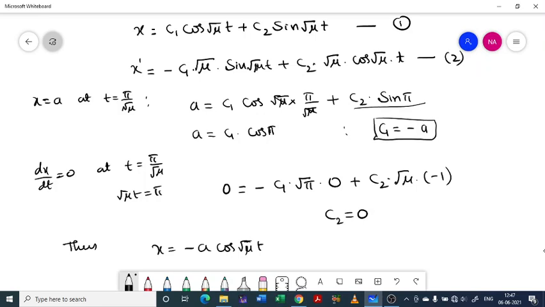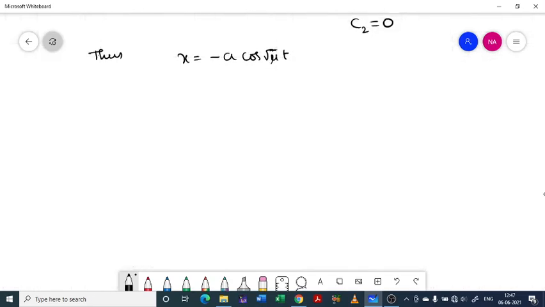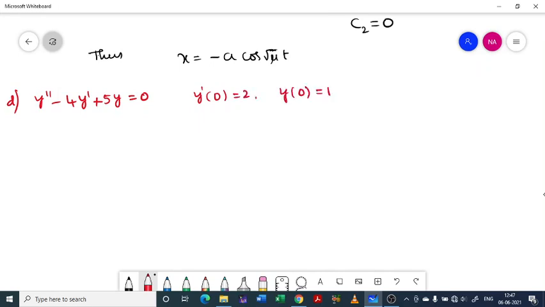There is one more. Take it as an exercise. Problem D. The statement is y double dash minus 4y dash plus 5y equal to 0 subject to the conditions y dash of 0 equal to 2 and y of 0 equal to 1.